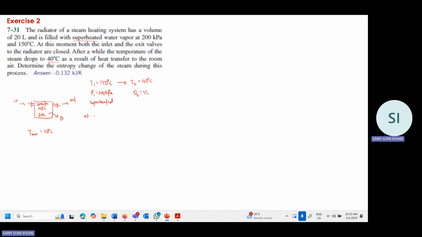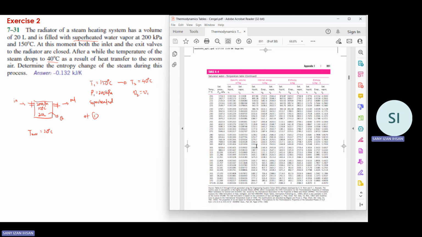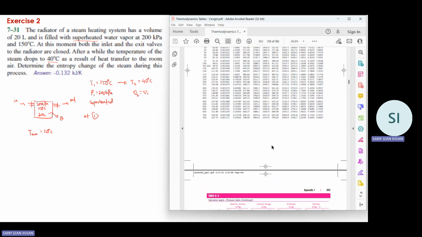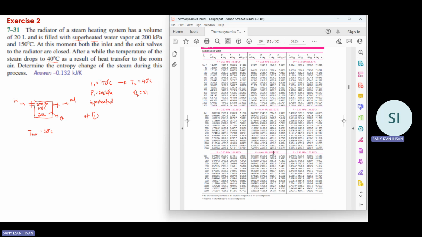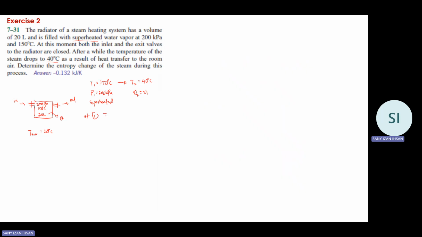So at 1, which is the initial state, we can refer to the steam table. It is given that it is superheated, 200 kilopascal, which is 0.2 megapascal. We know that the saturated temperature is 120.21, and our temperature is 150, so we have already 150 there.